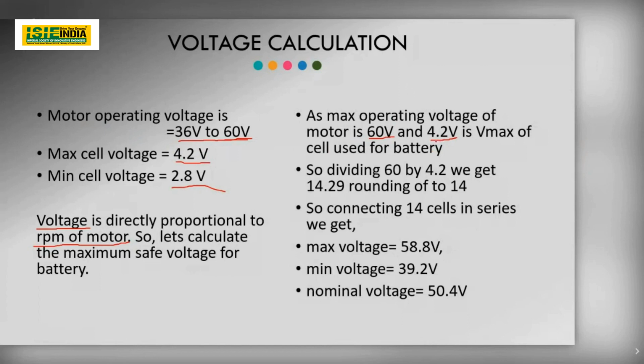So we need to add cells in series so that we make 60 volt. Dividing 60 by 4.2, we get 14.29. Rounding it off, we get 14. So if we connect 14 cells in series, we get 58.8 volt. But if we connect 15 cells in series, that would have exceeded the operating range of the motor.